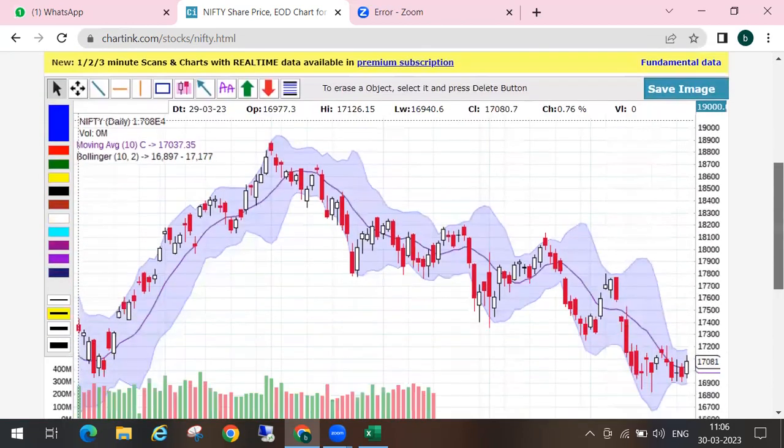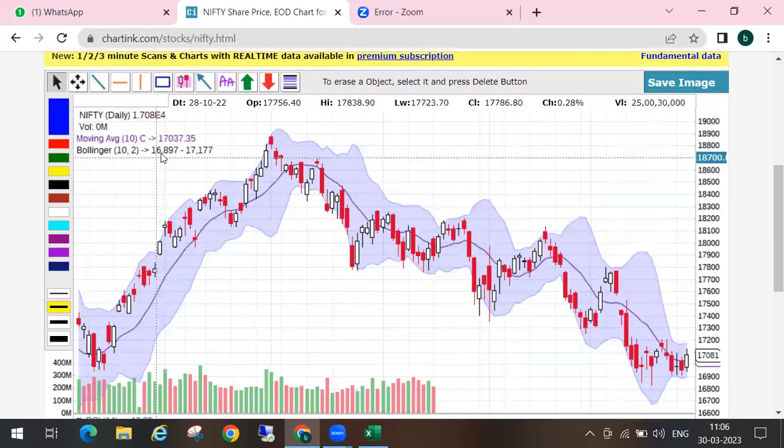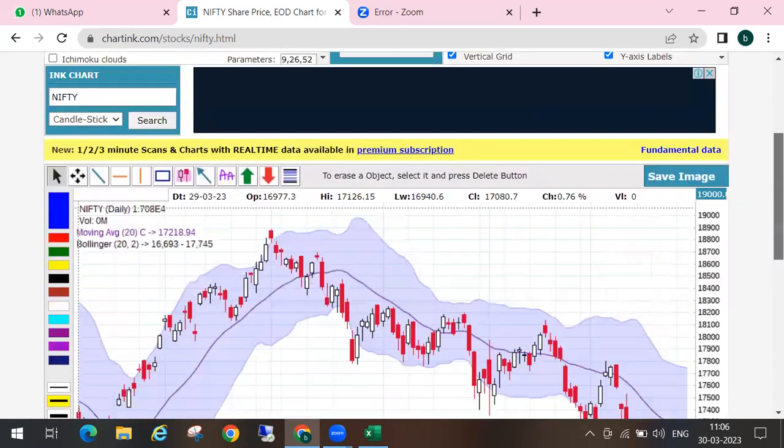So then what happens? This band becomes narrower. Okay, so 17,370, 16,897, 17,177. So ये छोटा हो गया, ये जो depth है band का. ठीक है. तो अभी मैं फिर से इसको by default जो है वही पे लेके जाता हूँ 22.